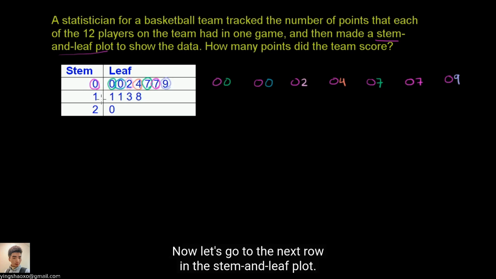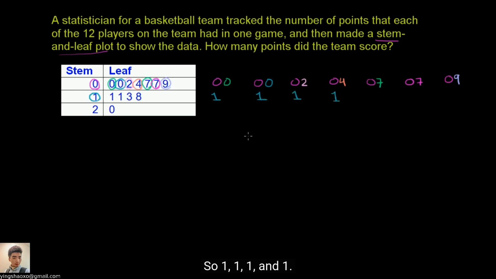Now let's go to the next row in the stem and leaf plot. Over here, all of the points start with 1, and there's 4 of them. So 1, 1, 1, and 1. And then we have this player over here. His ones digit, or her ones digit, is 1. So this player represents 11, 1 in the tens place, 1 in the ones place. The player over here also got 11, 1 in the tens place, 1 in the ones place. This player, let me do orange.